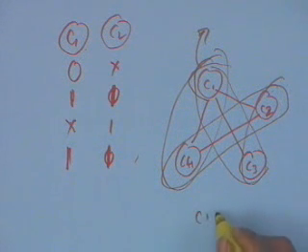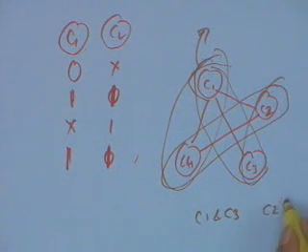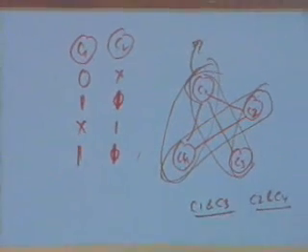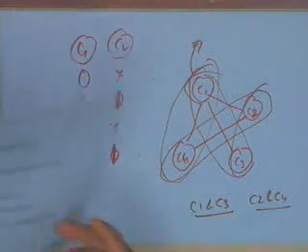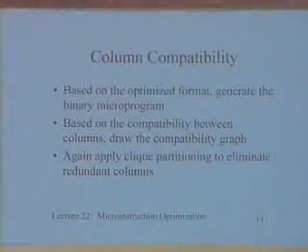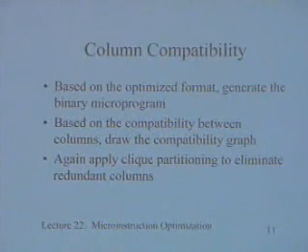So C1, C3 can merge and C2, C4 can merge, and we can generate two columns out of this. This is only based on the binary bit pattern, and it does not at all depend upon the control signal. So once we generate the binary microprogram, based on the optimized format, we generate the binary microprogram.